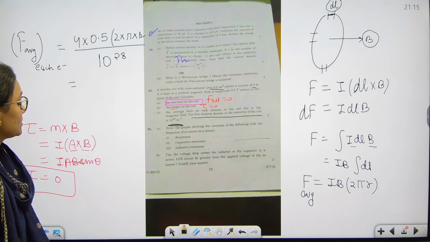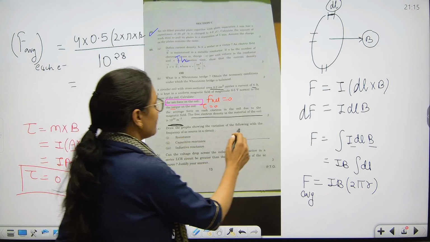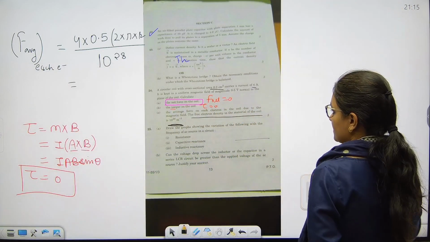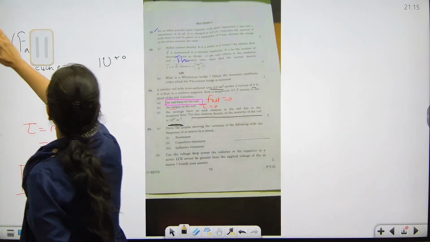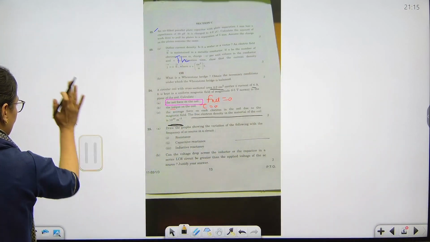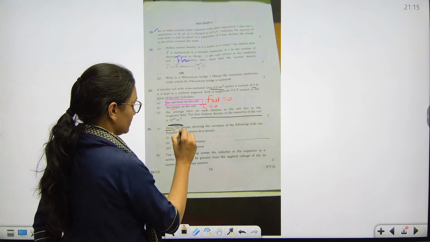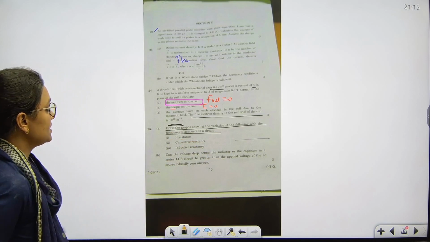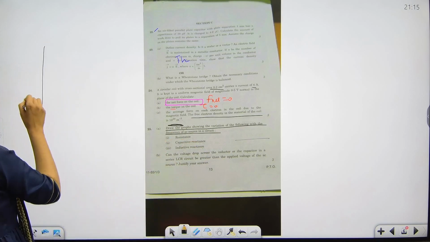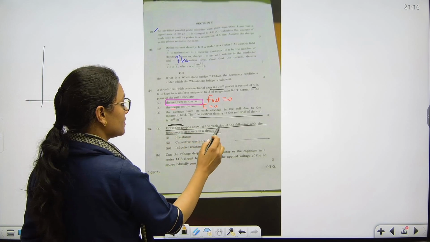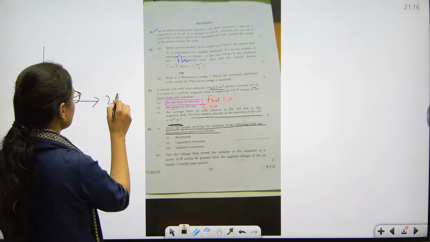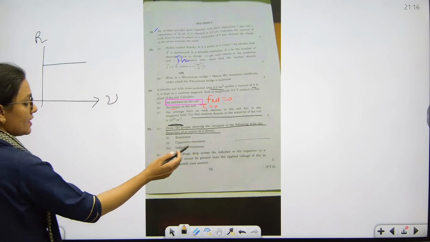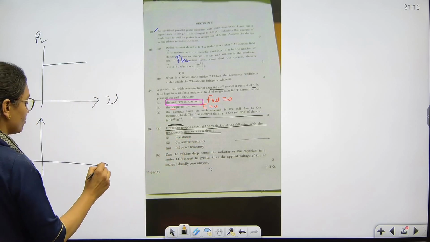Next, we have to draw the graphs showing the variation of the following with the frequency of an AC source. Resistance: what is the resistance? If you change the frequency, will the resistance change? No, there is no change. Resistance will remain the same.